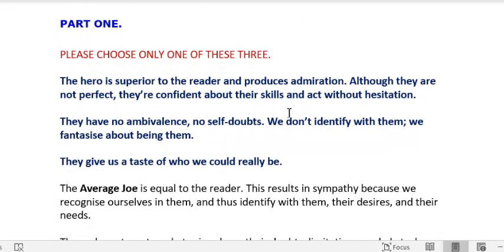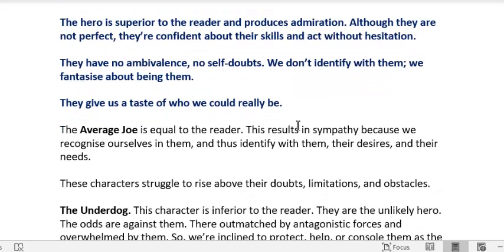The hero is superior to the reader and produces admiration. Although they are not perfect, they're confident about their skills and act without hesitation. So think James Bond, if you like. They have no ambivalence, no self-doubts. We don't identify with them, but we fantasize about being them. They give us a taste of who we can really be. The average Joe is equal to the reader.